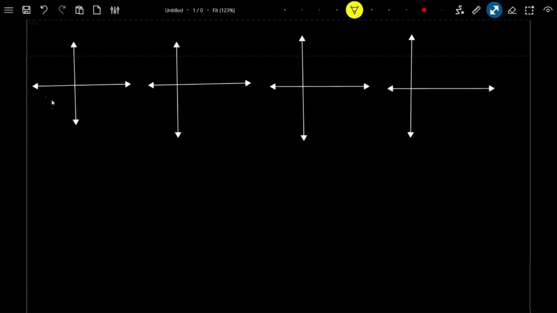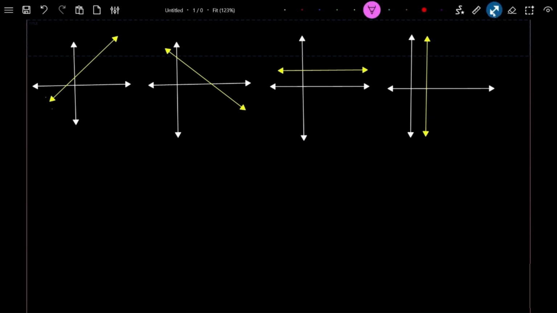So my line can be a slanting line making an acute angle with the positive direction of x-axis. My line can be a slanting line making an obtuse angle with the positive direction of x-axis. My line can be a sleeping line, which means it makes 0 degree with the positive direction of x-axis. And my line can be a standing line, which means it makes 90 degree with the positive direction of x-axis.